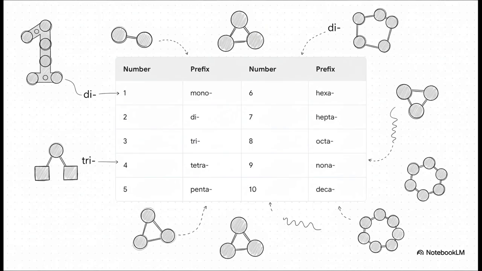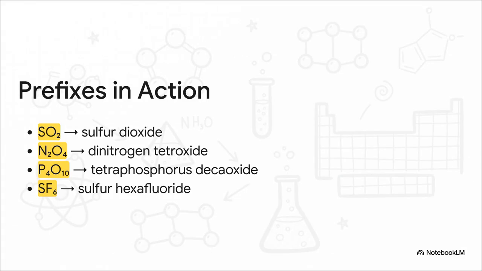You know, mono for 1, di for 2, tri for 3, and so on. It's basically a built-in counting system right in the name. So using these, CO becomes carbon monoxide, and CO2 is carbon dioxide. Oh, and a little pro tip. We usually drop the mono if it's on the first element. For something like N2O4, di tells us 2 nitrogens, tetra tells us 4 oxygens, so we get dinitrogen tetroxide. The name is literally the recipe for the formula.